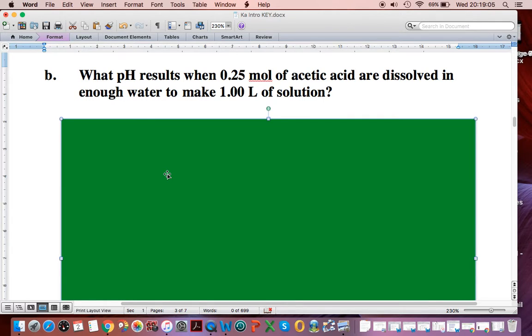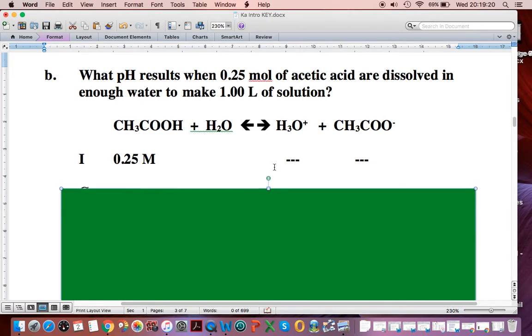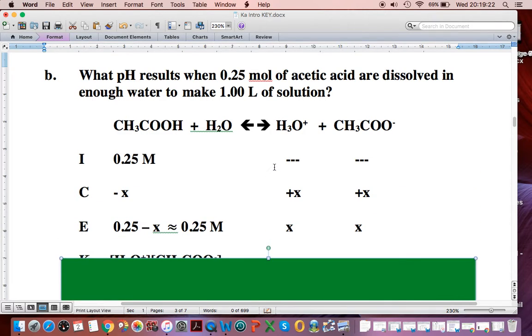So, this example, we start with a weak acid. We're looking for the pH. We're given the starting moles and volume, which means the starting concentration of acetic acid. And we're going to proceed. We start by writing out the equation, and we set up our ice chart.